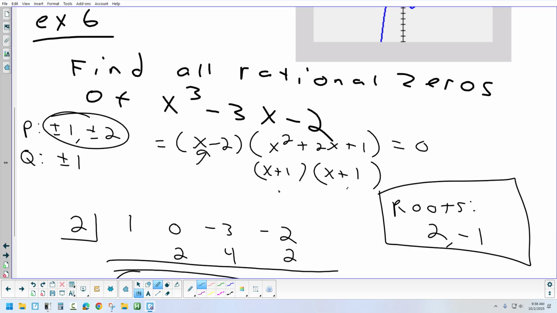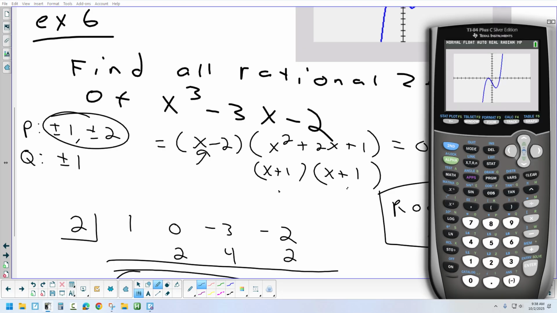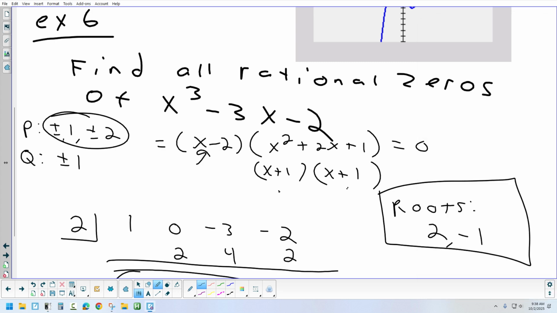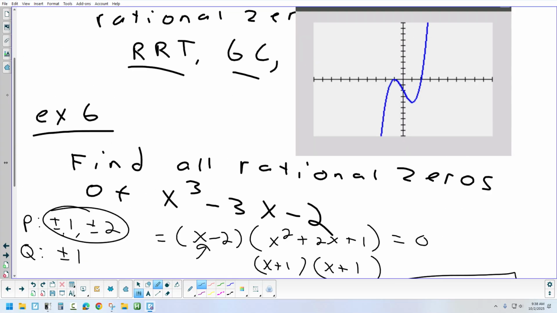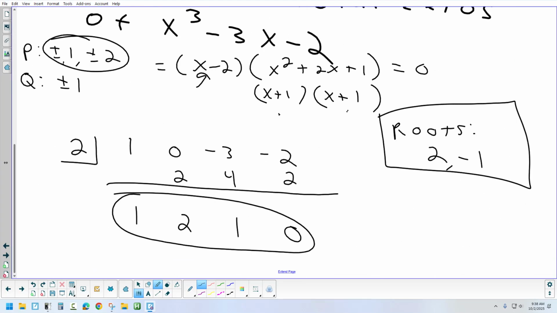But it is important to understand that it's a repeated root, and you should be able to tell from the graph that it's a repeated root. Now, had you done the synthetic division with -1 first, that would have been fine. As long as you can find any number that will work from the rational root theorem and then use synthetic division, you'll get the same answers. You might just get them in a different order. I got 2 first. You would have gotten -1 first, but you still would have gotten the other answers. Any question on that one?